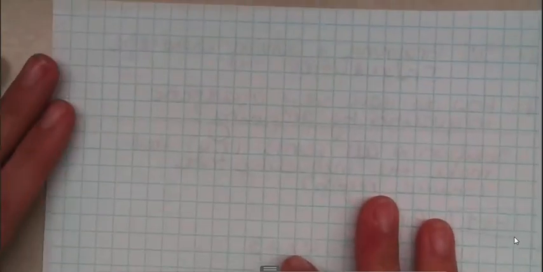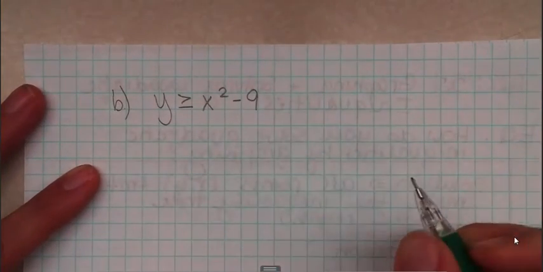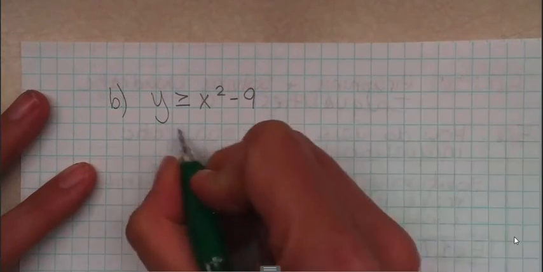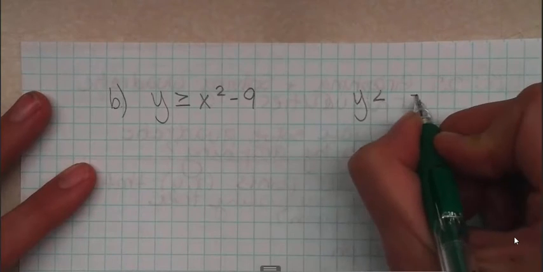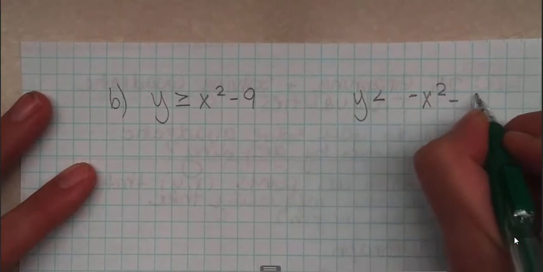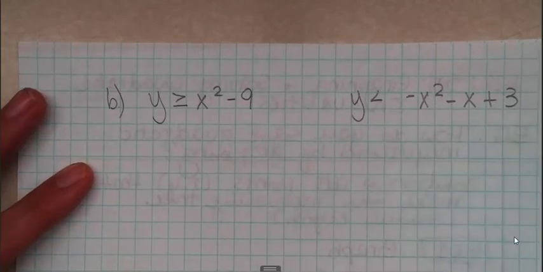Let's do another example. This one I am going to use color for, because we're going to do two inequalities, so a system of inequalities now. So we have y greater than or equal to x squared minus 9. And I'm going to write it over here because I'm going to factor and work with these. y less than negative x squared minus x plus 3.